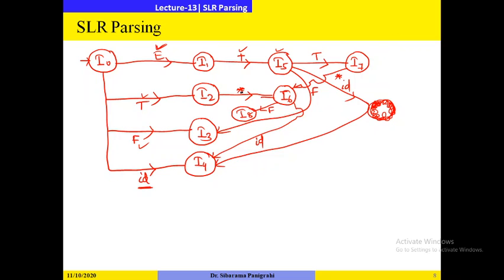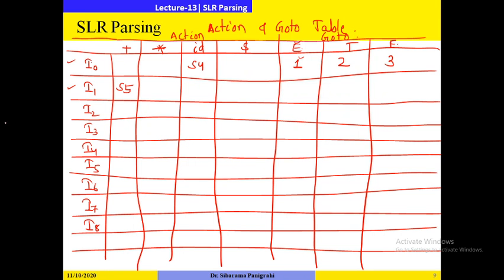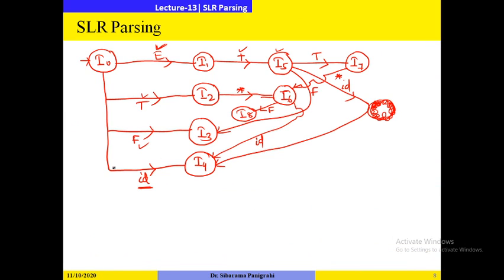Next, I2 by taking star as input, it goes to I6. So what will we write? Shift and change the state to 6. Next, I3 doesn't take any input and doesn't change its state. I4 also doesn't change its state, so no need to go for it.